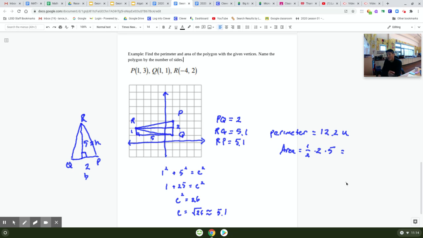And it actually doesn't matter what order you do things here. I could take 1/2 of 2, 1, and then multiply it by 5, 5. I could take 2 times 5 first, 10, and then multiply it by 1/2 or divide it by 2, still 5. You can even take 1/2 of 5 first, 2.5, and then multiply by 2, still 5. But then the area would be 5 square units, or 5 units squared. But depending on what type of polygon you have, there's different formulas for different areas of different polygons. But in this case, 5 square units or 5 units squared for the area.